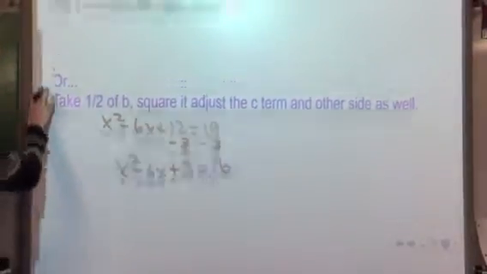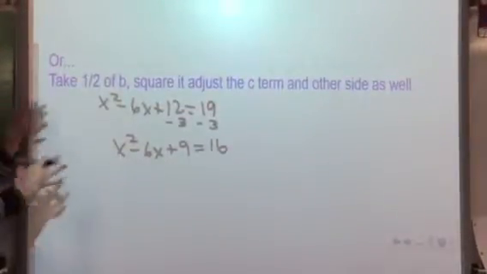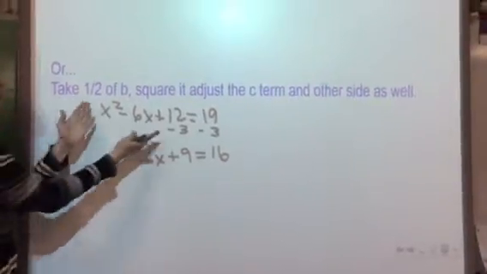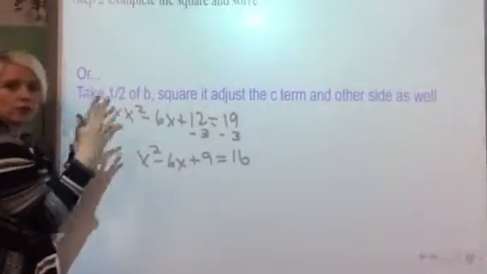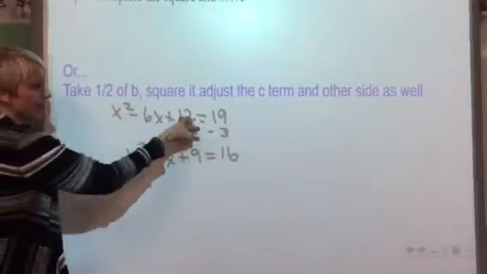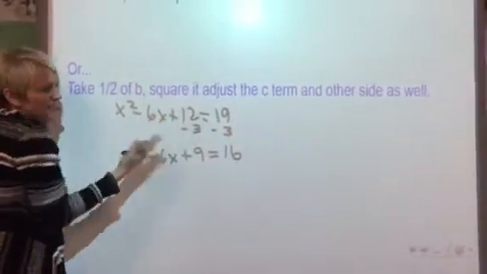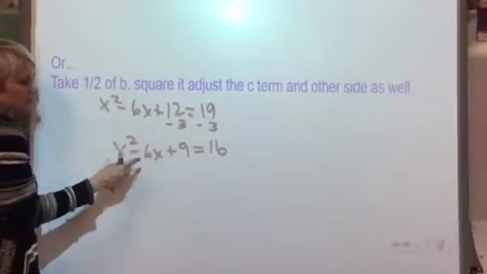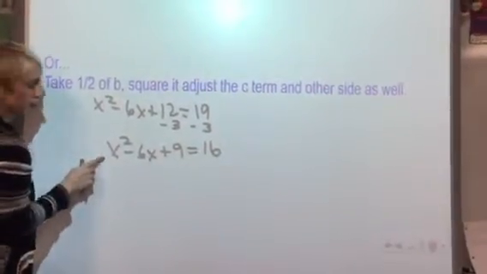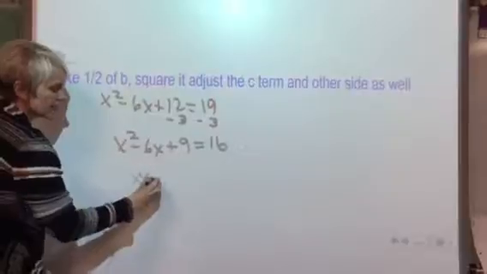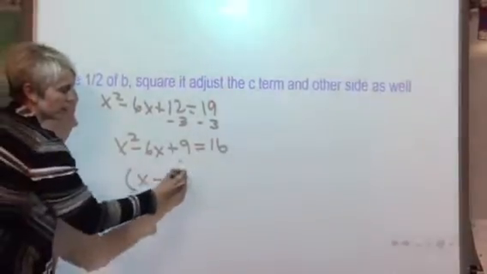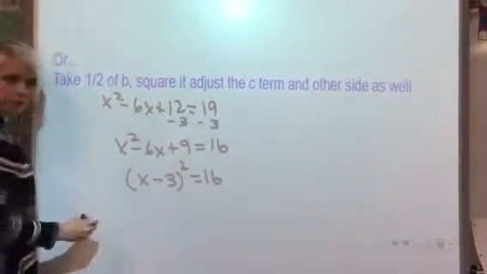I don't care which way you go subtracting. I really don't care. The nice thing about this method is it only took 1 step. All I had to do was subtract 3 to make this the 9 that I want. So it's a little bit easier because it's fewer steps. Now we're going to go ahead and factor. So this is x minus 3 quantity squared equals 16.